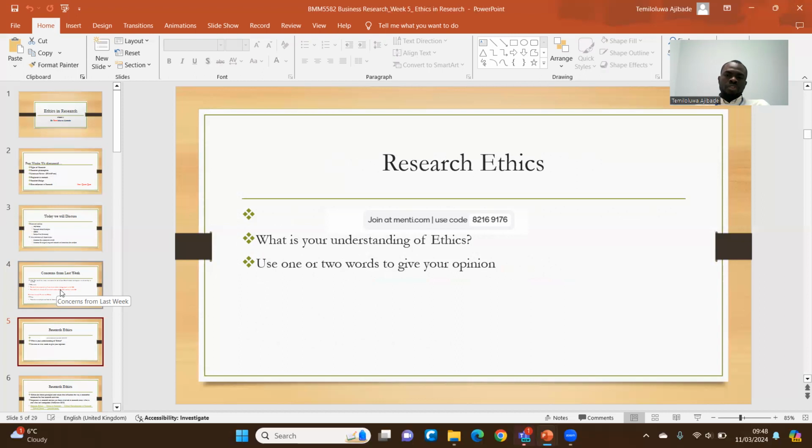All right. So going forward to today's topic, what is your understanding of ethics? Now, I want you to use your own word, just one word or two words to explain your opinion of ethics. Now think of that. While we go on, take a minute to just try to get that down in a sheet of paper, your own understanding before we go to the next slide.